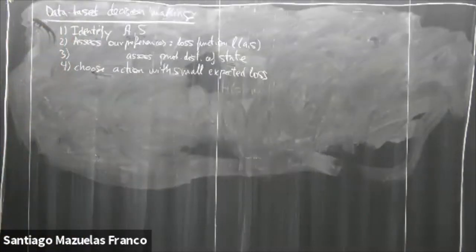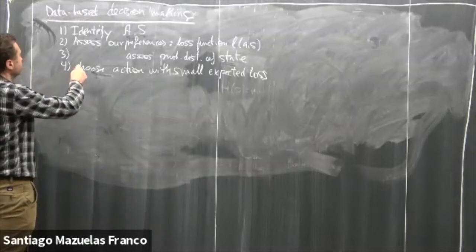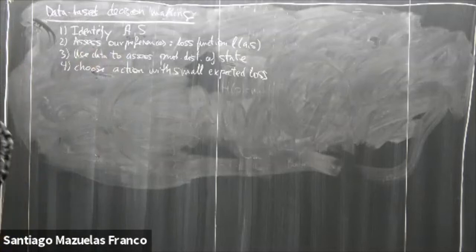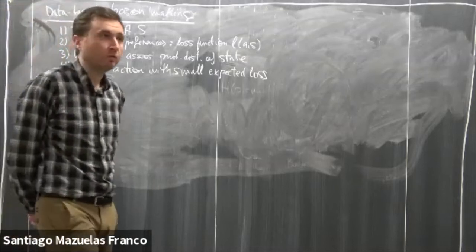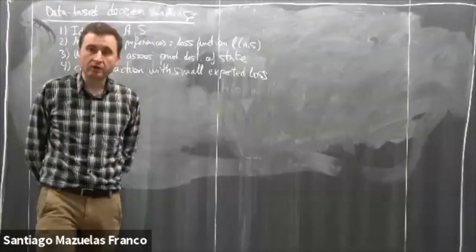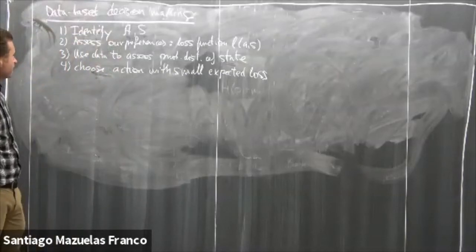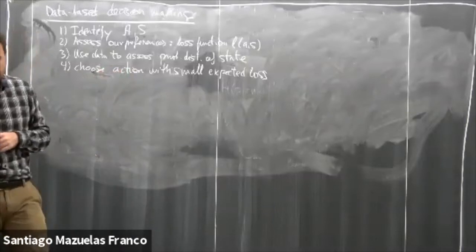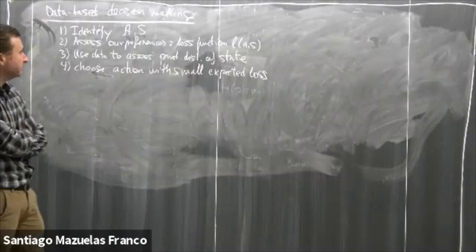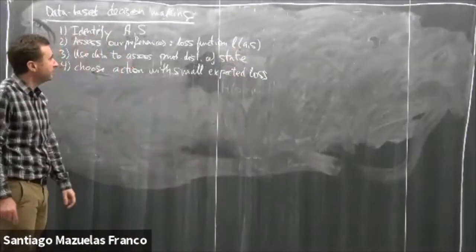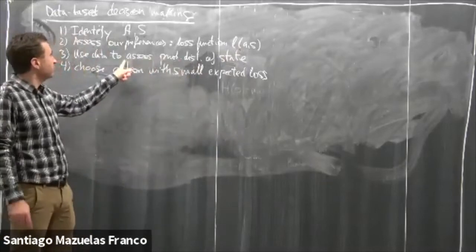So the data only appears in step three. Basically, we have data, and what we can do is use the data to assess the probability distribution of the state. In this very silly problem of the umbrella, we can use how the clouds look to assess the probability of rain or the probability of no rain. And then we will choose the action that results in a small expected loss, computed using the probability distribution that we assess using the data.